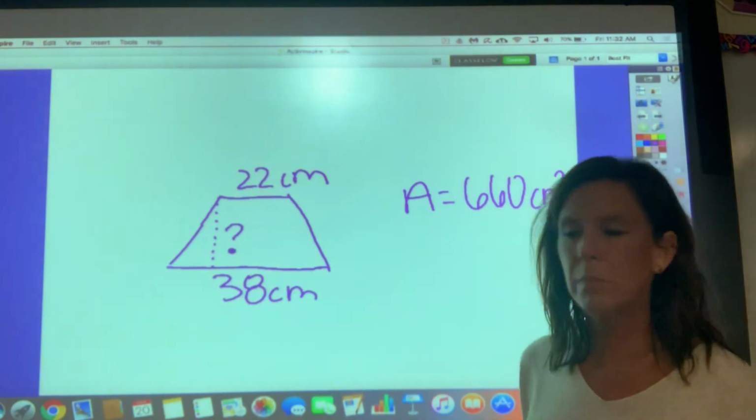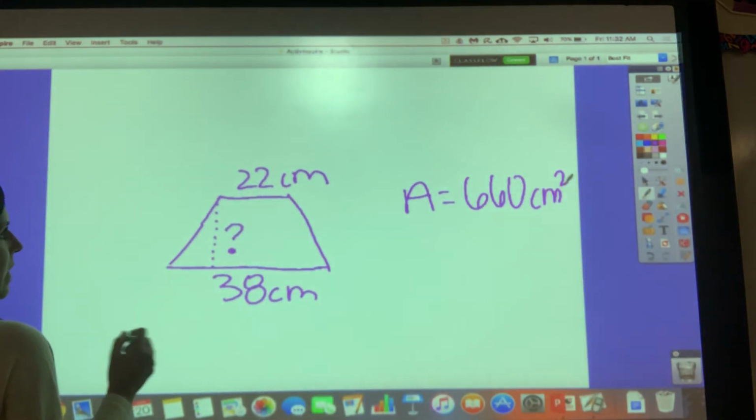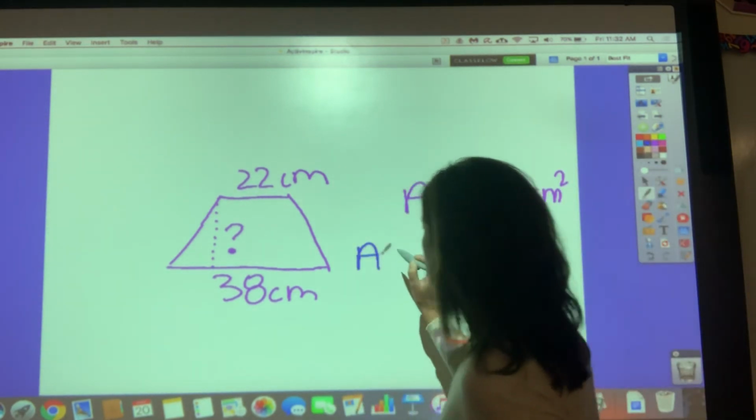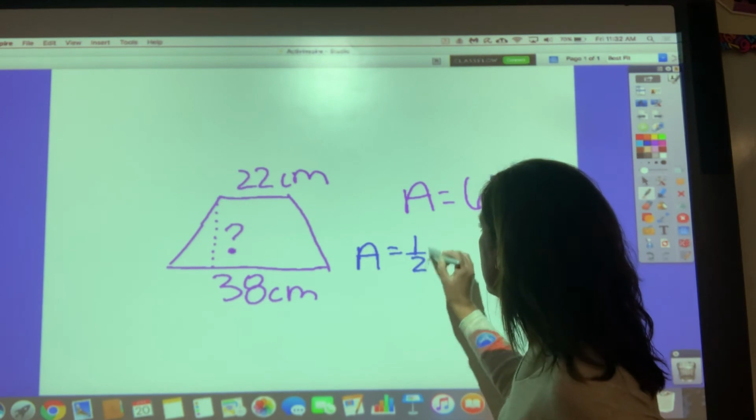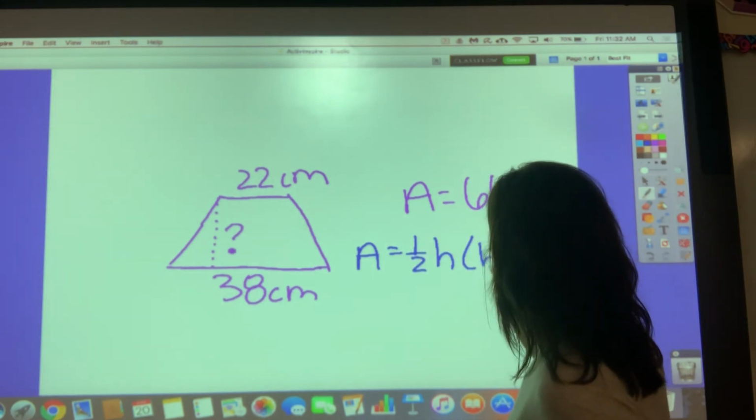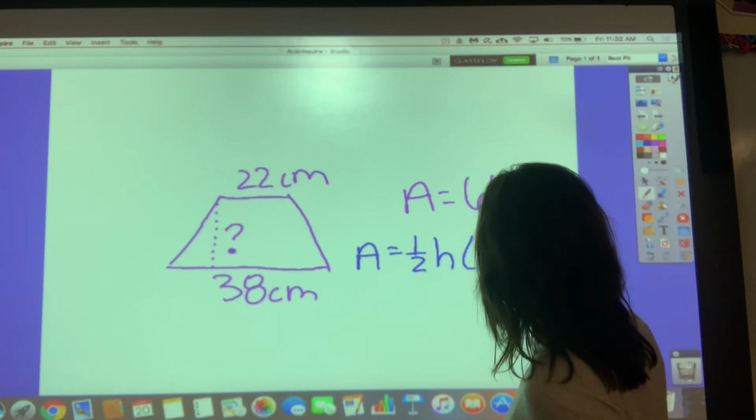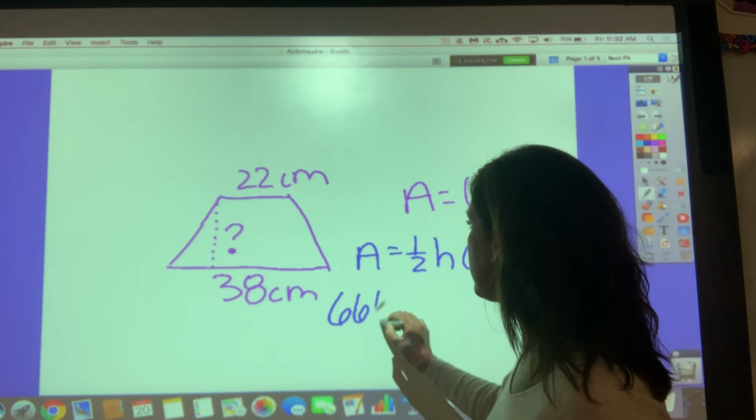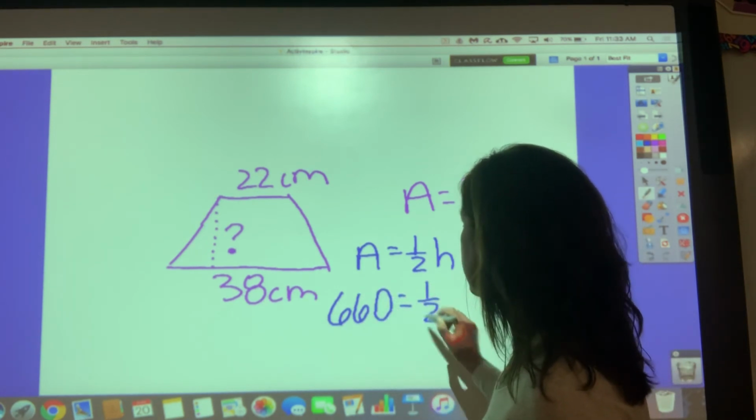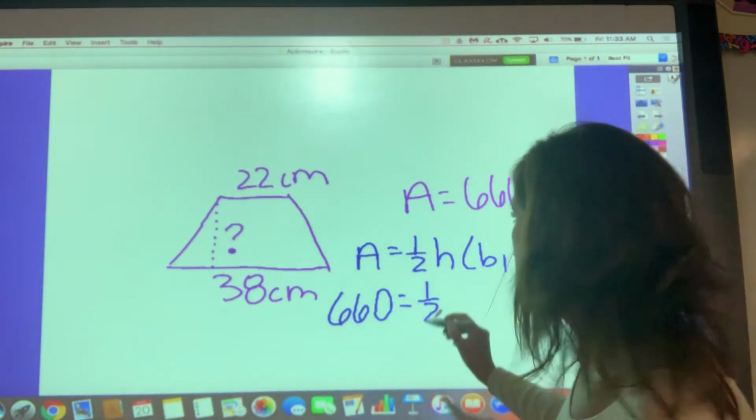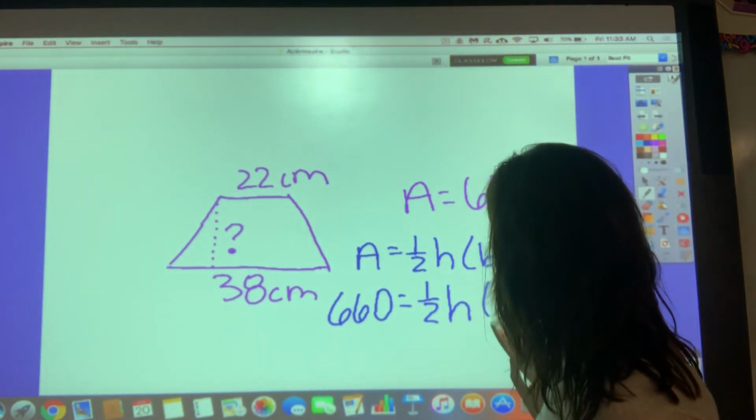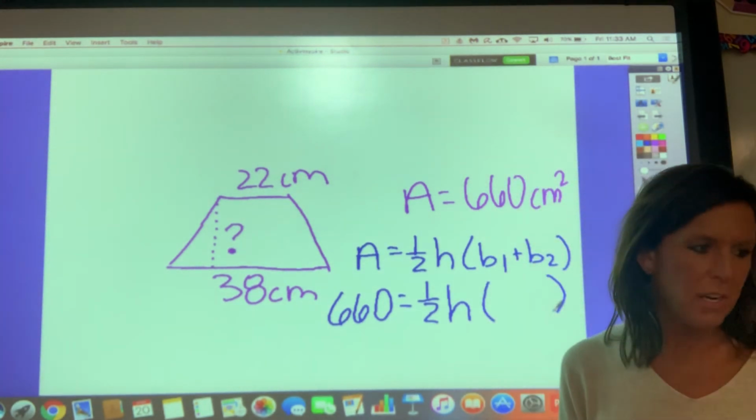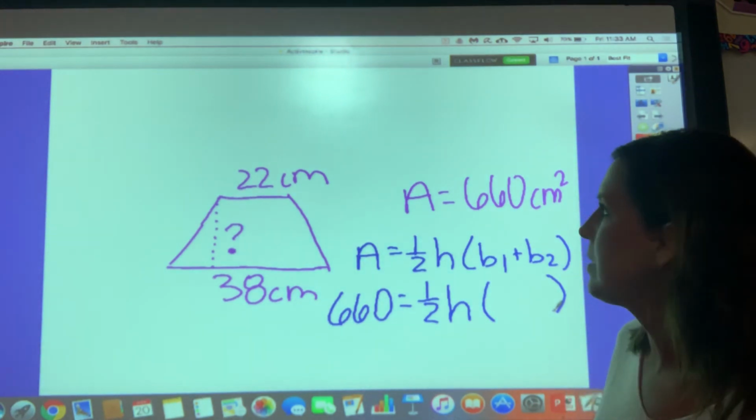Okay, so we're going to do just like we did with the triangle. We're going to take our formula and we're going to plug in what we do know. So again, our formula for the trapezoid is area equals half the height times the addition of the two bases. Here we know the area is 660. The half is going to stay there. The height we do not know, so it's going to stay as h. But then we need to add the two bases together. So we have 38 and 22, and we need to add those two things together.